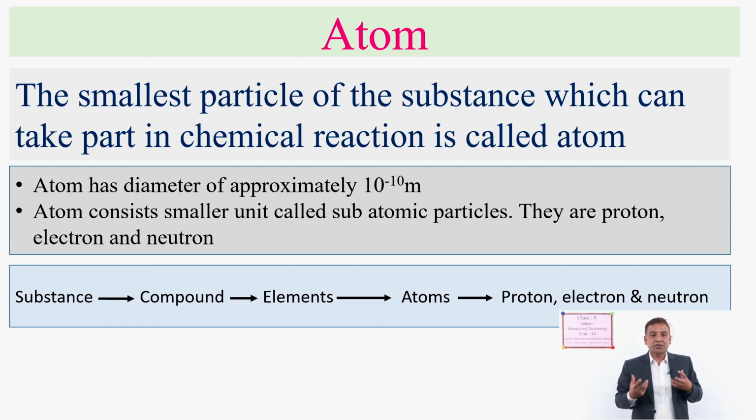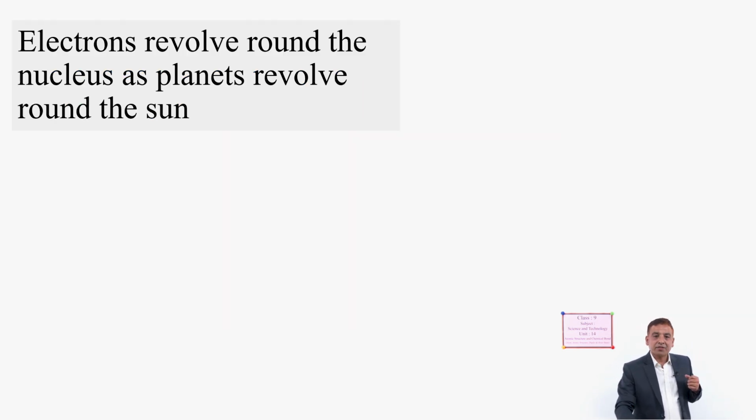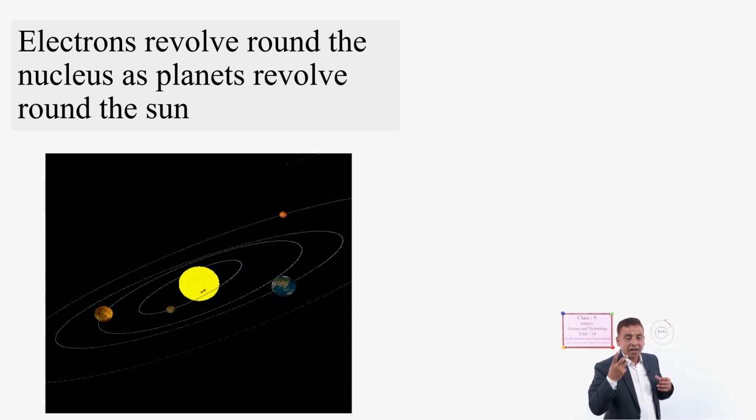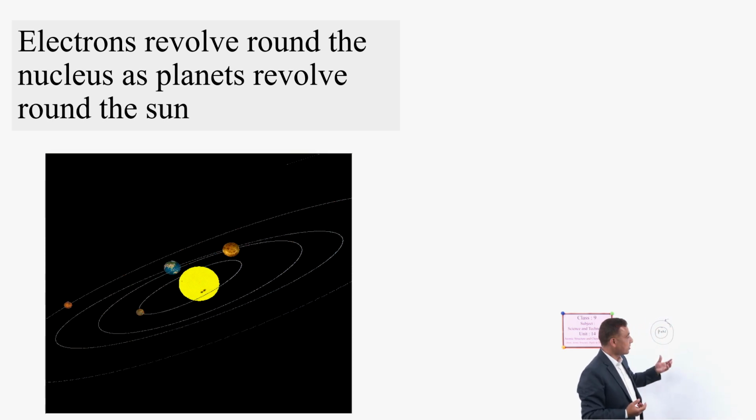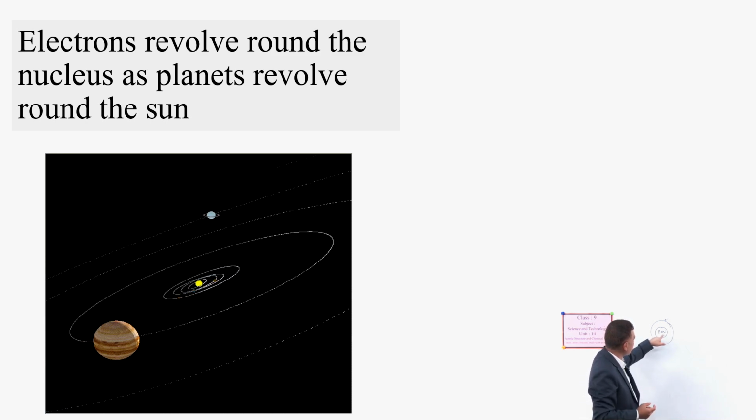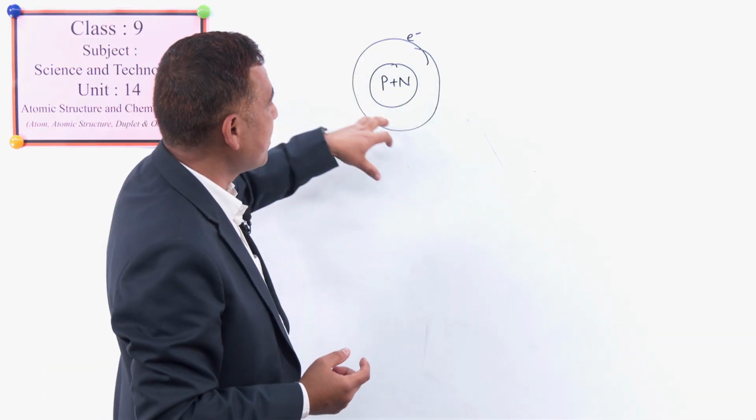As you are looking at the screen, if you take a substance, it consists of compounds, and compounds consist of elements. Compounds may be monoatomic or diatomic and so on, and elements consist of atoms, and inside the atom there are three subatomic particles, called proton, electron and neutron. As I have just drawn the figure over my whiteboard, protons and neutrons lie at the nucleus, and electrons revolve around the nucleus.